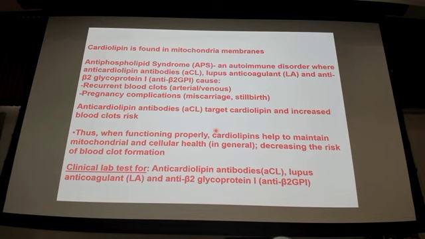And so when cardiolipins are functioning properly, they not only help to maintain the mitochondria and cell health in general, but they also help decrease the risk of blood clot formation. As clinicians, when you become PAs and you suspect a patient has APS, you would order the clinical lab tests for the different antibodies against the items shown at the bottom of the screen. Any questions about that?